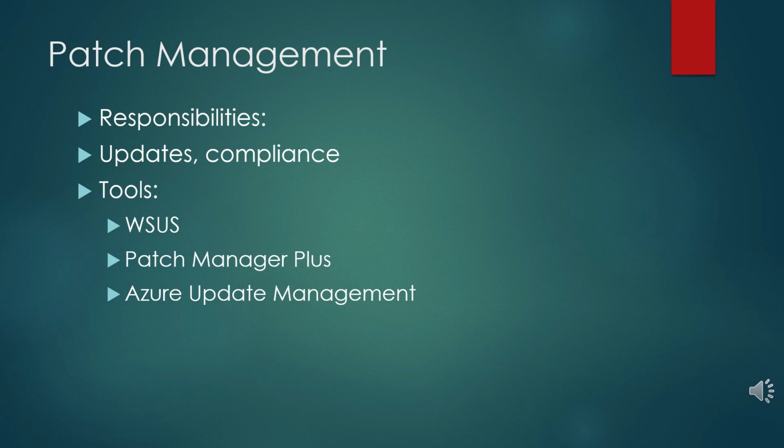Now let's look at a real-time scenario. Suppose a critical security vulnerability is announced. First, we identify which systems are affected. Next, we test the patch in a test environment. After successful testing, we schedule the deployment during a maintenance window to avoid business impact. We use tools like WSUS or Azure Update Management to deploy the patch.